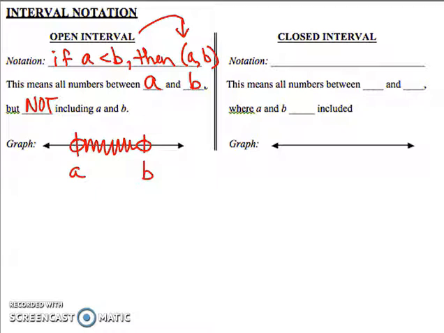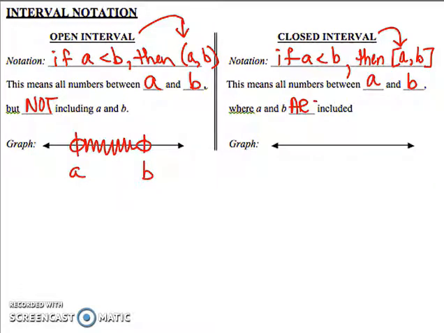Now if we had a closed interval, and again, if A is less than B, because obviously the smaller number is always on the left and the bigger number is always on the right. So that's just kind of general rules of math. Then we would write it like this. We'd use square brackets, then A, comma, B. Okay, so closed interval is denoted with a square bracket. So again, this means all numbers between A and B, but this time it's where A and B are included. So if we graph this, we've got A, we've got B, but this time if we're including A and B, we're going to use closed circles, and we're going to show all the numbers between them are included.